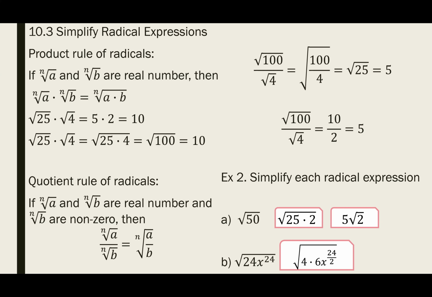And why do I use 4? Because 4 is a perfect square. What is the square root of 4? It's 2, because 2 times 2 is 4. So I can bring out a 2.